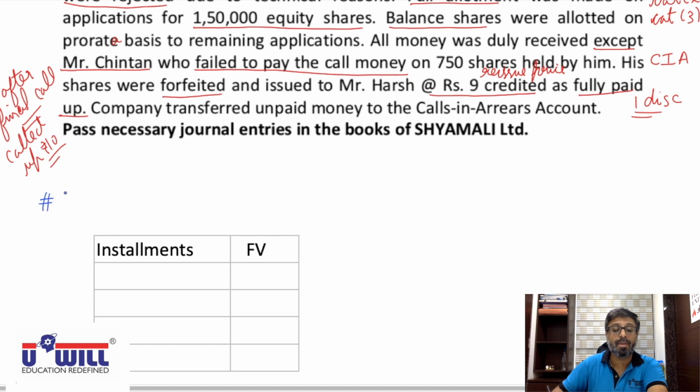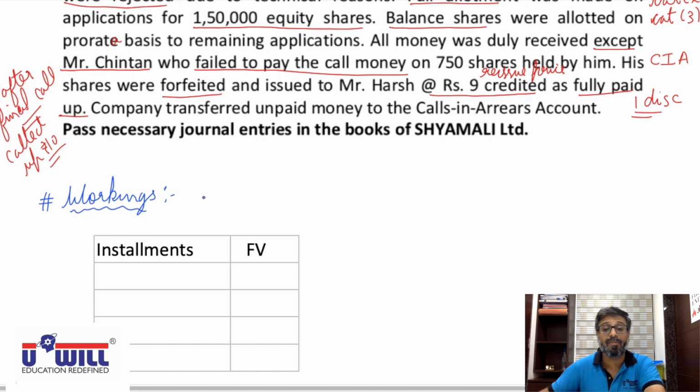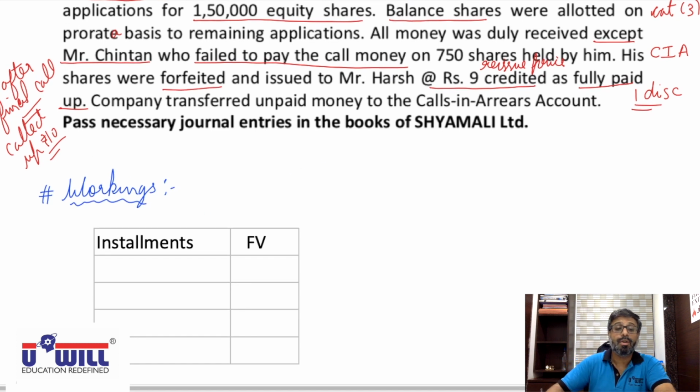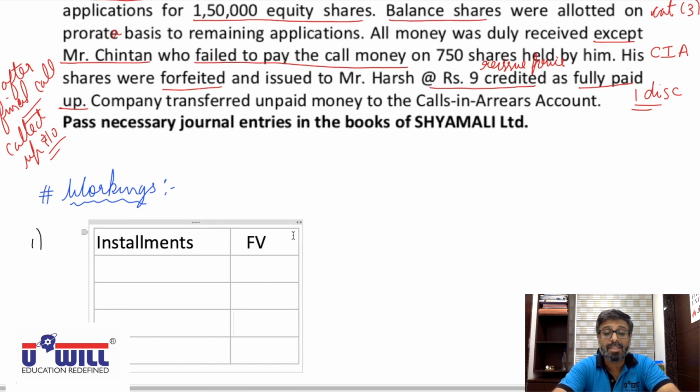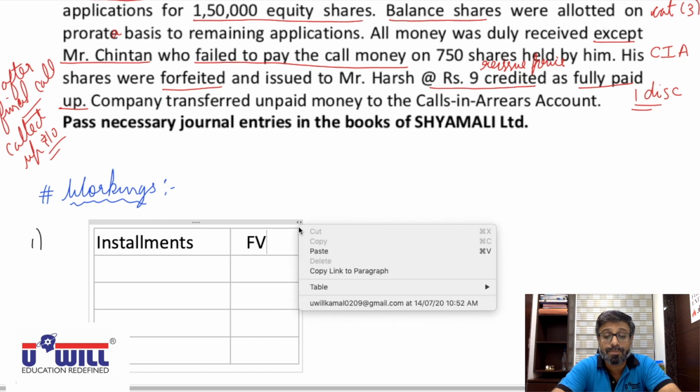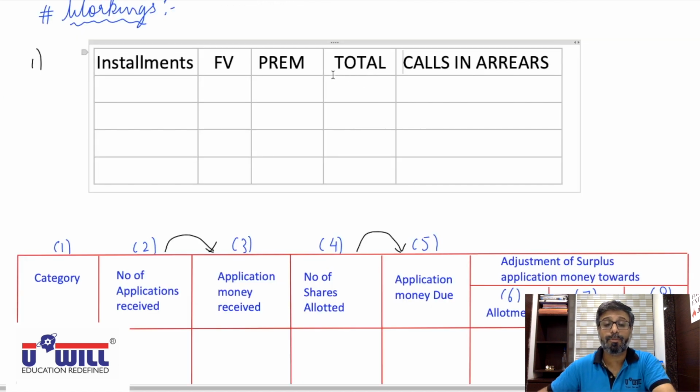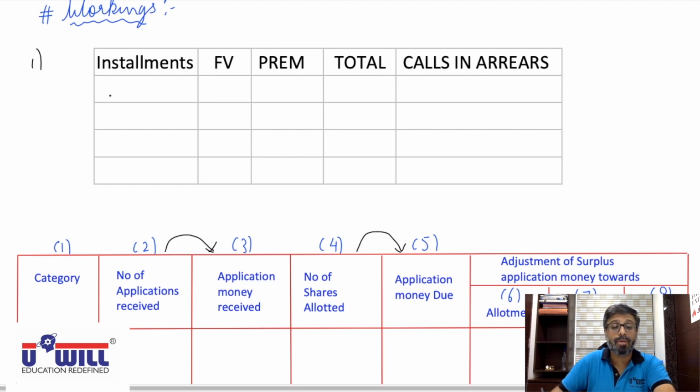Now first we will make the workings. So now we will have 4 set of workings. Yes, you heard it right, 4 set of workings. First, installments working. Okay, but it will have more columns. Which more columns? It will have columns of face value, and then it will have columns of premium also, total also, and calls in arrears also. So if you write down, make these columns, you can pause the video and make the columns and then play the video and solve it along with me.